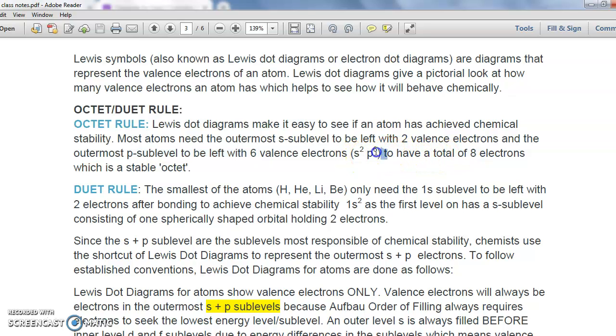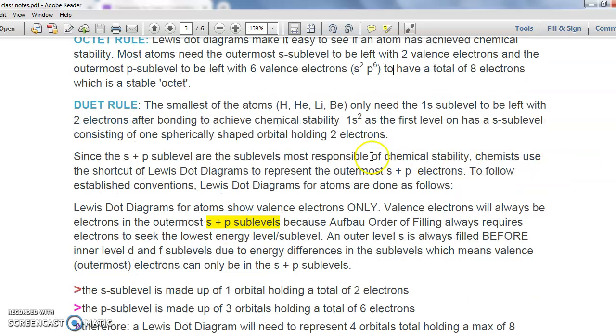Once again, the octet rule is dealing with the S and P's, and that's what Lewis dot diagrams focus on, the electrons in the S and P. For the smaller atoms, hydrogen, helium, lithium, they only need 2 to fill up that first level. Well, the Lewis dot diagrams are also useful in showing us how those elements can go about getting the 2 they want to be left with.